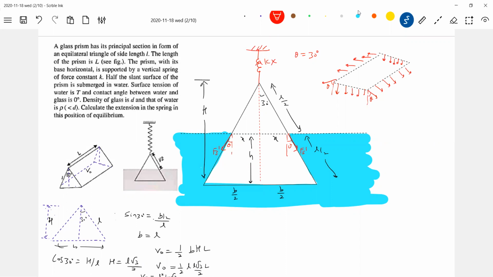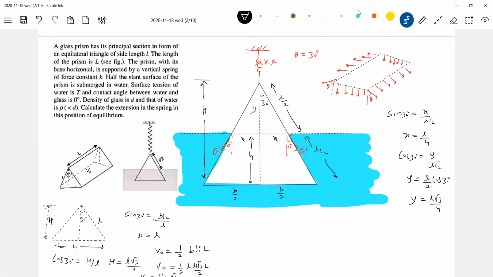So now, what is telling of the slant face? Can we calculate this distance y? Let's get into some mathematics first. Sine 30 is equal to x by L by 2. So x equals how much? L by 4. What is cos 30? Cos 30 is equal to y by L by 2. So y is equal to L by 2 cos 30. So L cos 30, root 3 by 2. So root 3 by 4.